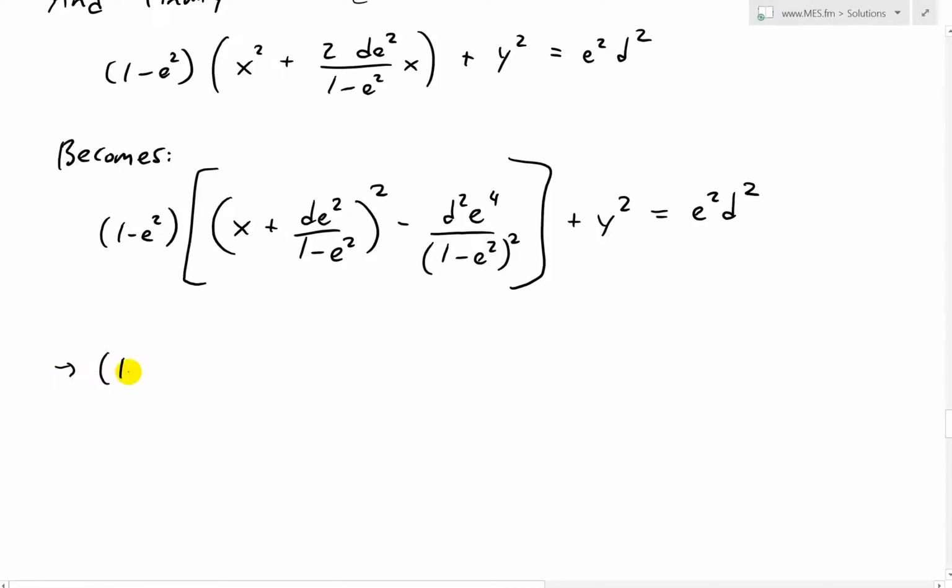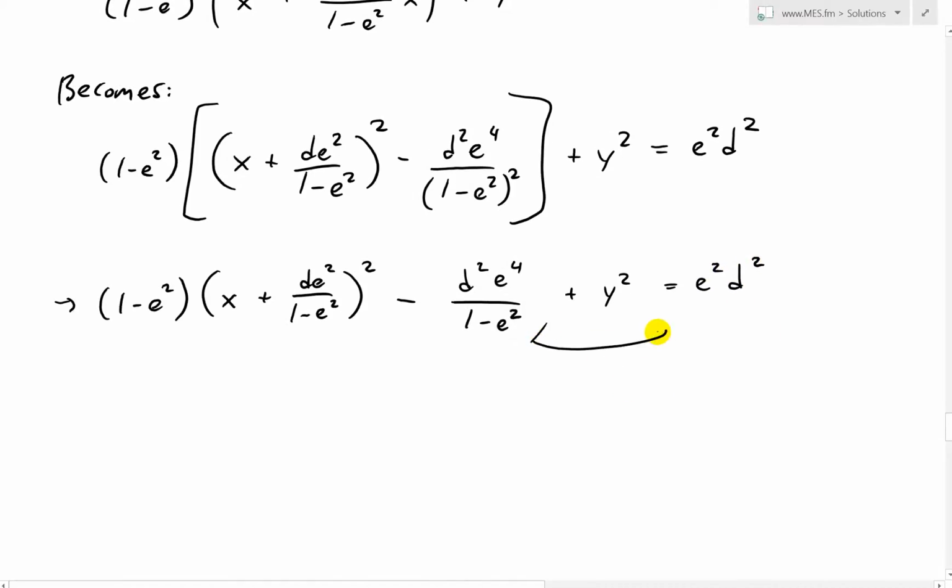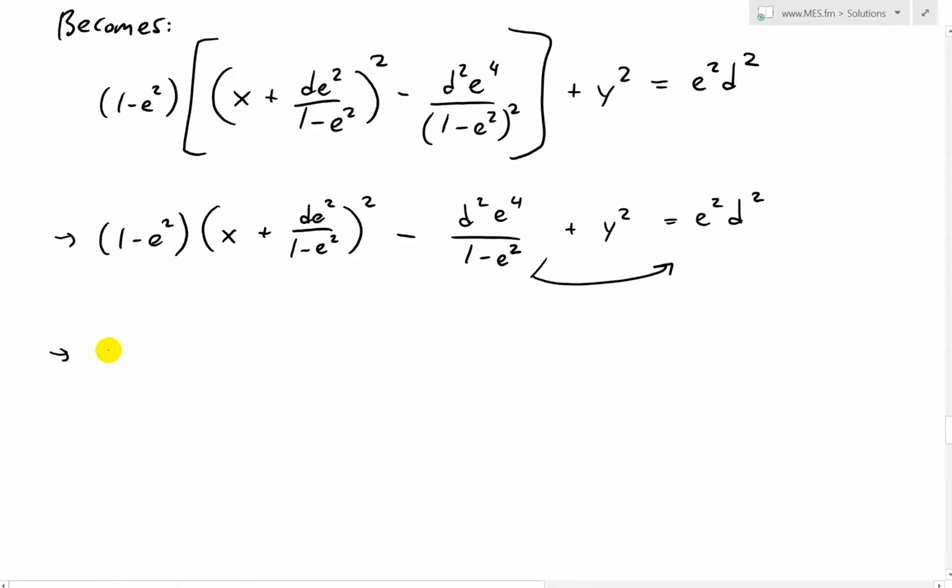So what we get is 1 minus e squared times x plus d e squared over 1 minus e squared, all squared, and then minus here the 2 will cancel. So d squared e to the 4 over 1 minus e squared, and then we have plus y squared, because the 2 just cancels with this, it's the exact same one, equals e squared d squared. And now what we can do is move this over to there, so add it onto that side. So what we get here is 1 minus e squared times x plus d e squared over 1 minus e squared, all squared.